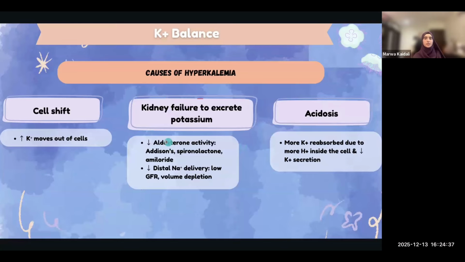Now let's move on to hyperkalemia. In hyperkalemia, we have cell shift. So we know that inside our cells, we have high levels of potassium. So when we have a specific disease that is causing these cells to burst, or a lot of cells in our body to burst, this means that the potassium inside of our cells is going to get excreted.